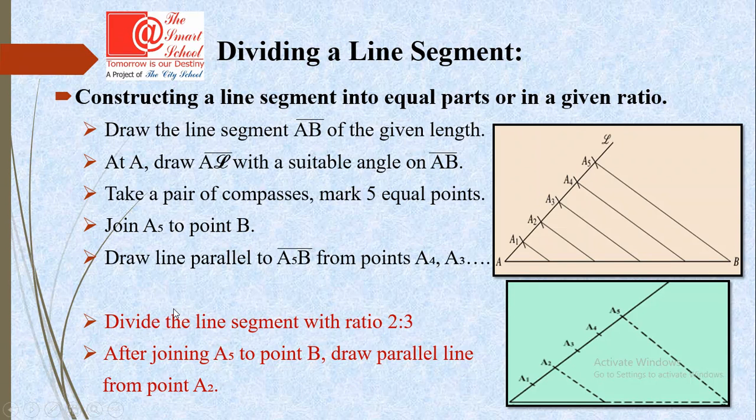Sometimes the question is given that divide the line segment with ratio 2:3. So what we have to do, we will start in the same way. We will join A5 to B. Then you can see here, because we have to divide it into 2:3, these are 2 parts and these are 3 parts. So we just draw line from A2 till the baseline parallel to A5 and B. If suppose the ratio is given 3:2, so we will draw from here. If it is given 1:4, so we will draw over here, and 4:1, so we will draw over here. So in this way, you can divide line segments in equal parts.